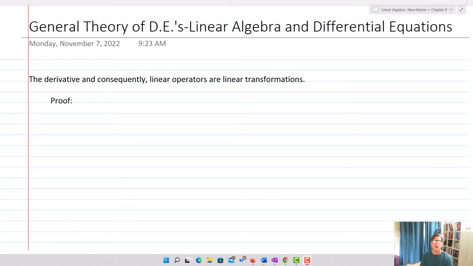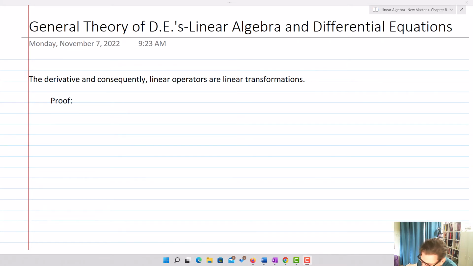Okay, so now we're going to talk some about the general theory of DEs. We're going to be looking at linear algebra and differential equations, the connection between the two of them, because it's going to come in handy to help us think through solutions to higher order differential equations, linear and nonlinear. We're going to start out by first talking about the derivative, and consequently linear operators are going to end up being linear transformations.